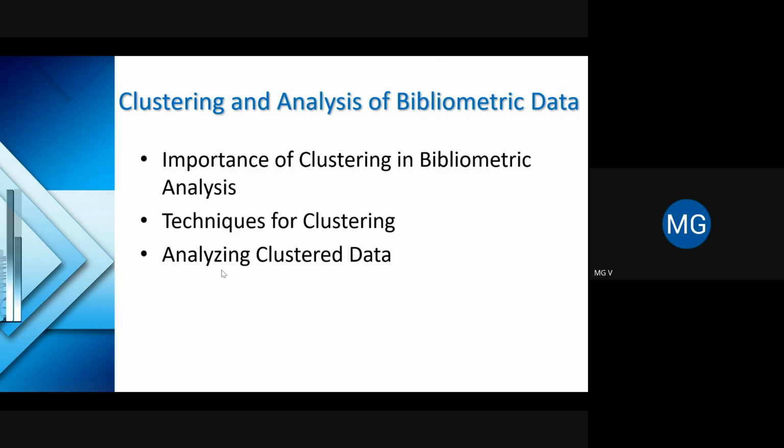Clustering basically is a key technique in bibliometric analysis, grouping related items such as keywords, authors, or papers based on their similarities. So, this process helps to identify subfields or thematic areas within a research field. Techniques like hierarchical clustering and k-means clustering are commonly used. Analyzing clustered data can reveal underlying patterns and structures, guiding the development of a literature review.